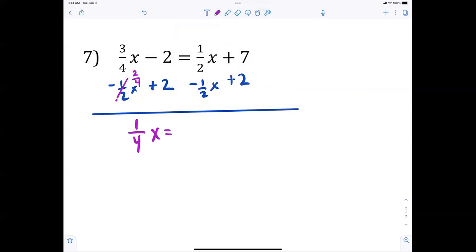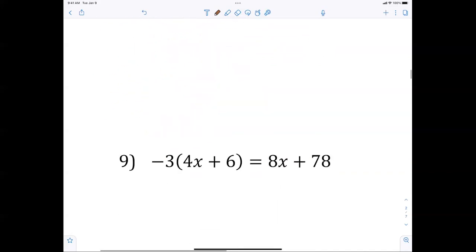1/4 x equals how much? 9 and 1/4. No. How do I undo a fraction? So what's the reciprocal? Right. It would definitely be 4. So multiplying by 4. So x equals what? 36. Remember, if you forgot that, make a note: multiply by the reciprocal. Anybody else having trouble with that?